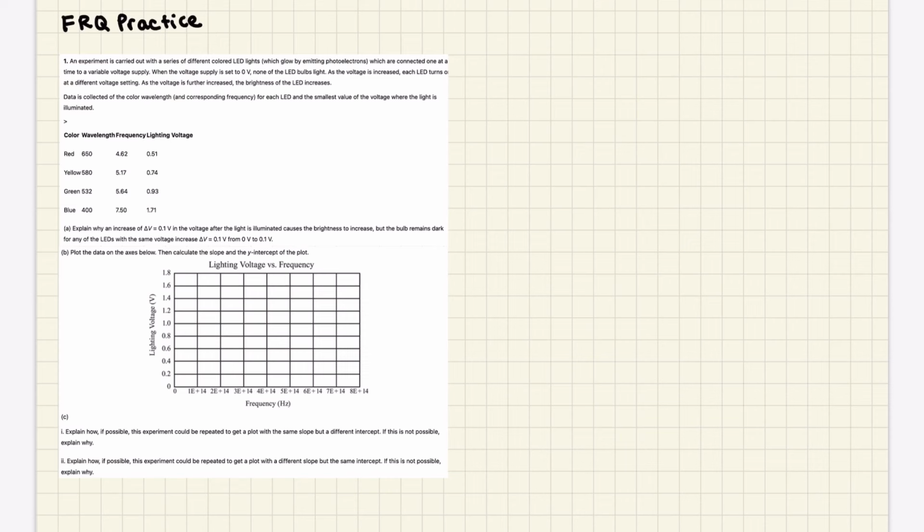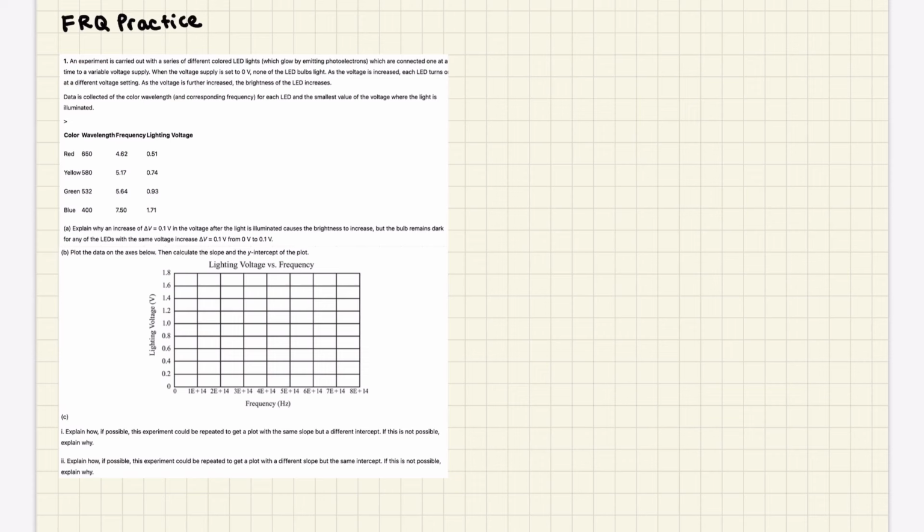It says for the different colors, it has the wavelength and frequency of the light as well as the voltage it takes to light it. For part A, explain why an increase of delta V equals 0.1 volts in the voltage after the light is illuminated causes the brightness to increase, but the bulb remains dark for any of the LEDs with the same voltage increase from 0 volts to 0.1 volts.